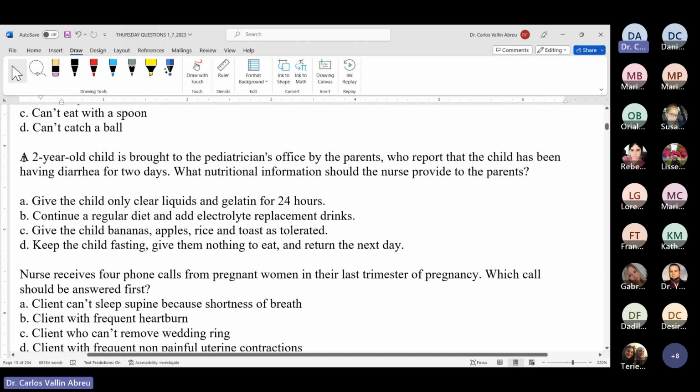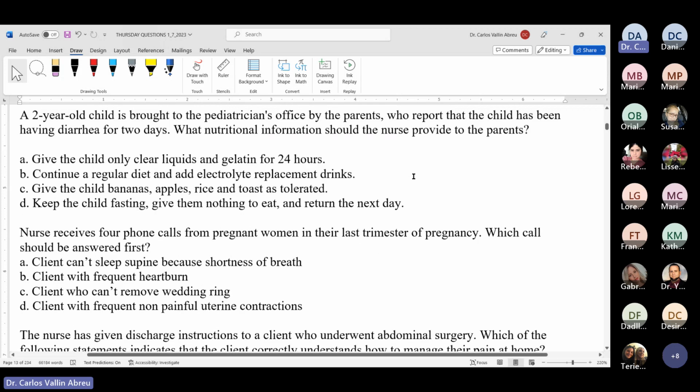A 2-year-old child is brought to the pediatrician office by the parents, who report that the child has been having diarrhea for 2 days. What nutritional information should the nurse provide to the parents? Give the child only clear liquids and gelatin for 24 hours. Continue a regular diet and add electrolyte replacement drinks. Regular diet, so eat the same as you have been eating always.